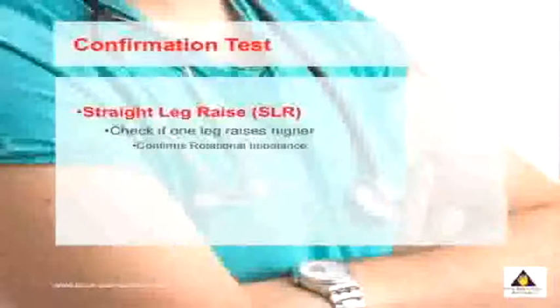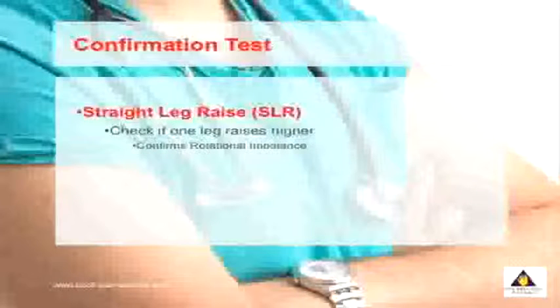Now, a second test that you can use, which also confirms these imbalances, is what's called a straight leg raise. So simply lie on your back with your knees bent and then straighten one leg and raise it as high as you can until you can feel a pulling in the back of your leg or in your lower back. And then just repeat this for the other side. Now there are two things that you will note. First that you may find is you can lift one leg higher than the other side. Now if this is the case, then again it confirms that you have a rotational imbalance.